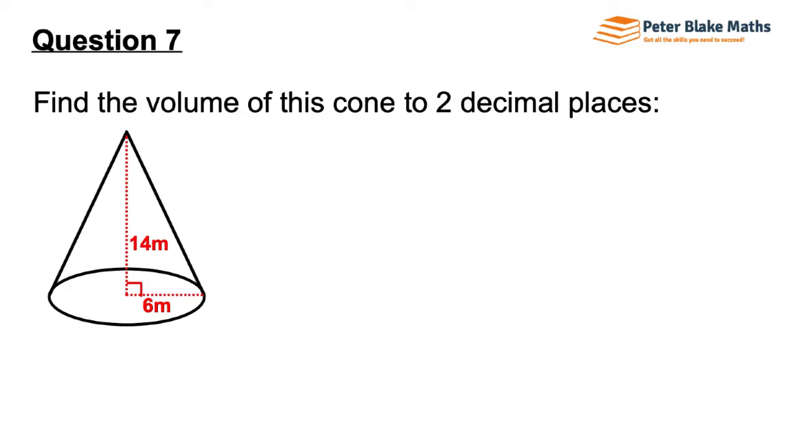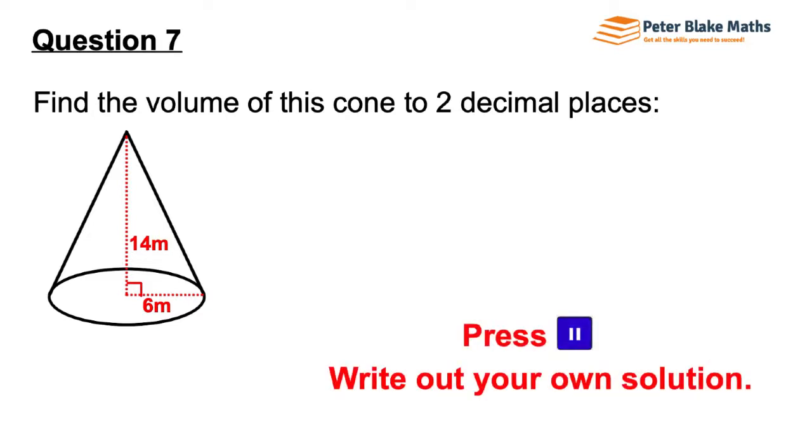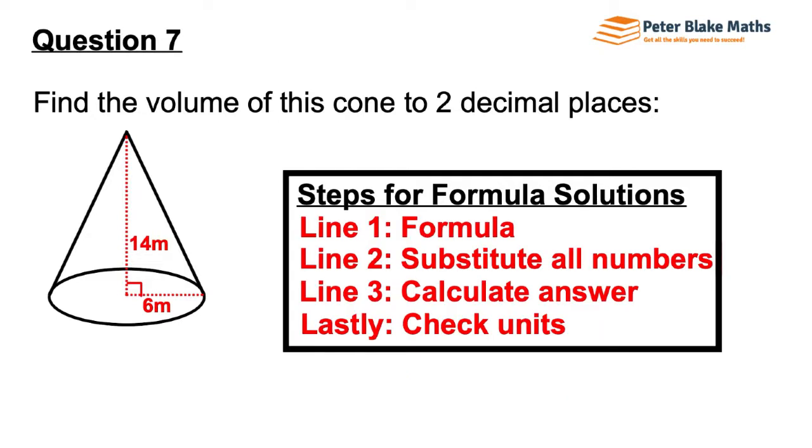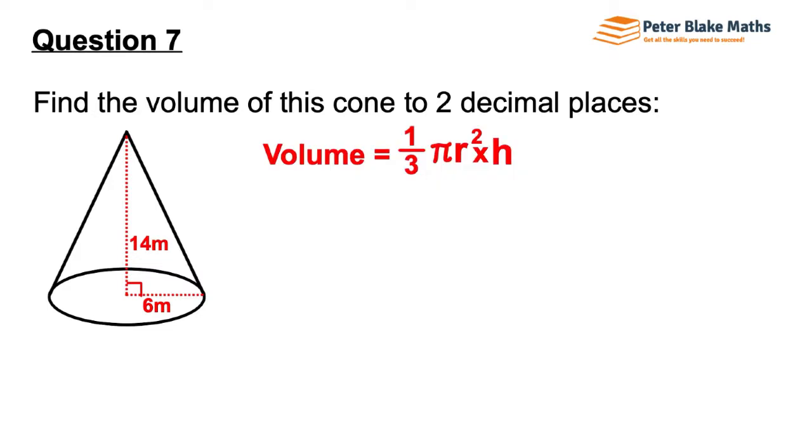Question 7. Find the volume of this cone to 2 decimal places. For volume, we'll have a formula. We'll substitute any numbers we have in the question underneath. We'll calculate our answer and check that our units are appropriate. Formula for the volume of a cone is 1/3 pi r squared h. Our radius will be 6 in this diagram, and our perpendicular height will be 14. So we'll look to substitute them in straight underneath here.